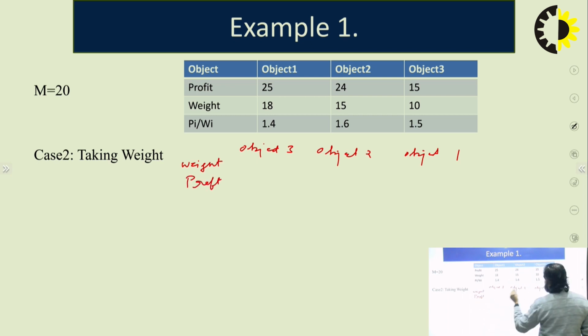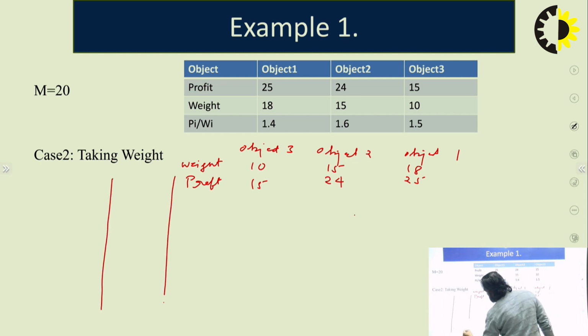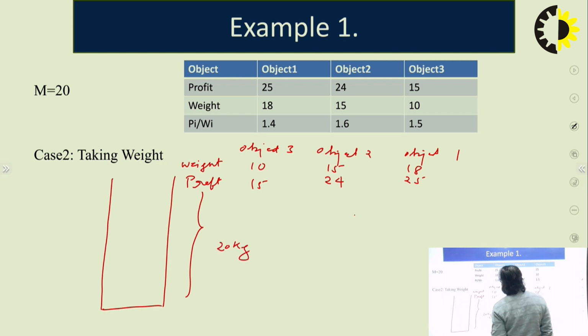We check the weights. Smallest weight is object 3, then object 2, and last object 1. Object 3 has weight 10 and profit 15. Object 2 has weight 15 and profit 24. Object 1 has weight 18 and profit 25. Total capacity of the bag is 20 kg. First we take the object with minimum weight, 10.